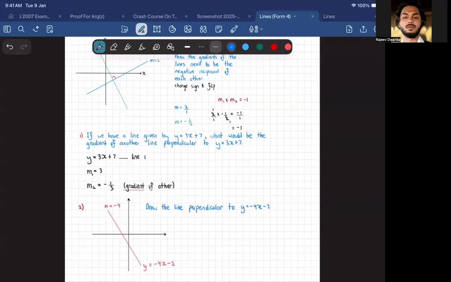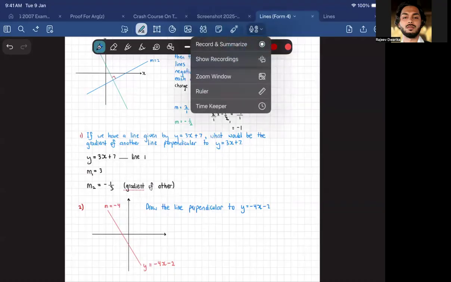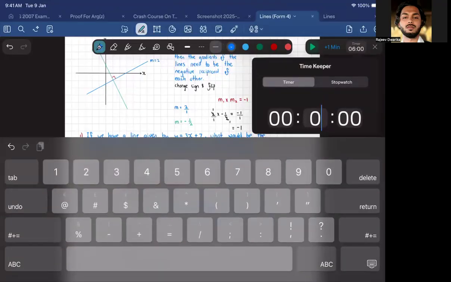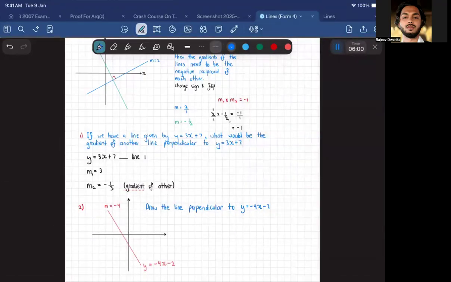I'm giving you all 3 minutes to do that. Or say 6 minutes. When I reach 3 minutes, I'll tell you to stop. So I want you all to do question 2. Draw the line perpendicular to y is equal to -4x minus 2. So the red line.